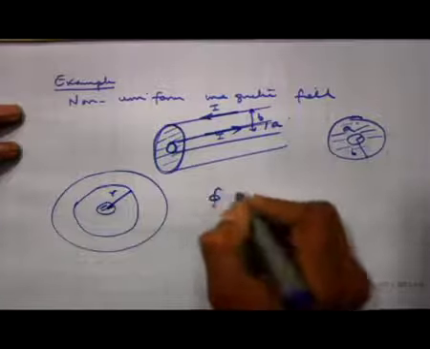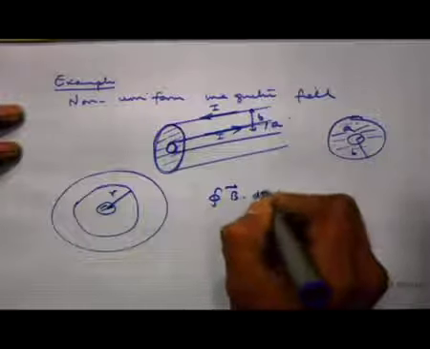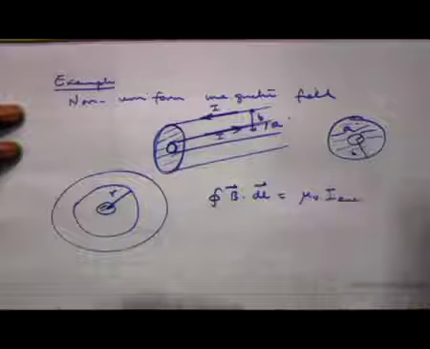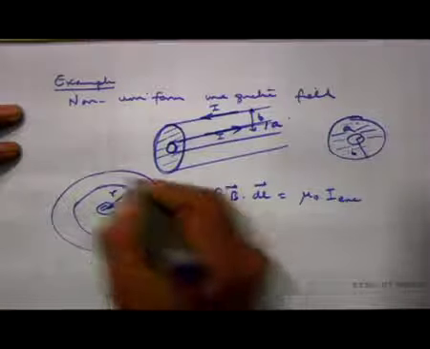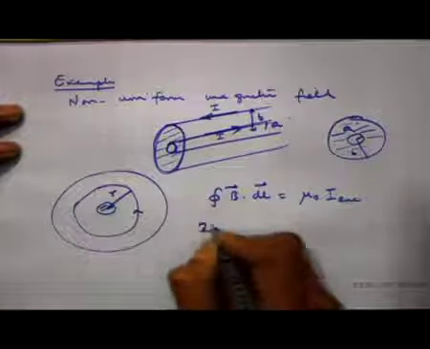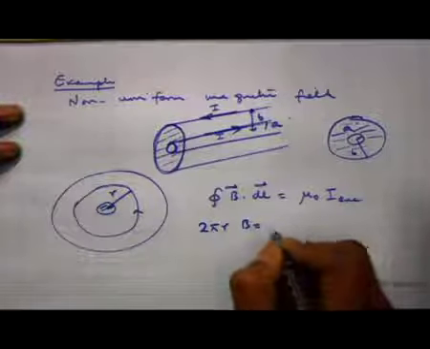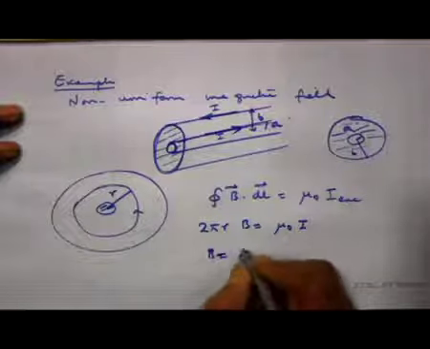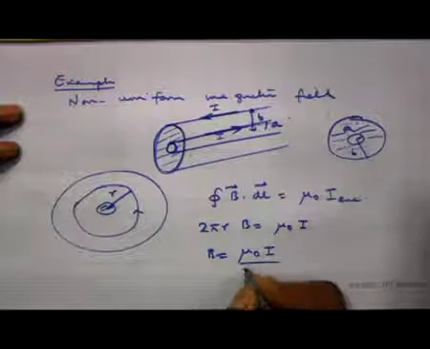So, integral B naught dl is equal to mu naught I enclosed. Because the magnetic field is like this and I am integrating like this, I will get 2 pi r into B is equal to mu naught I. So, B is equal to mu naught I by 2 pi r.